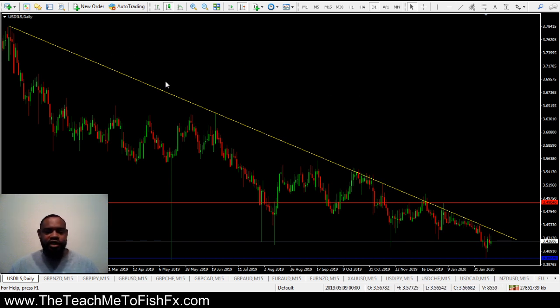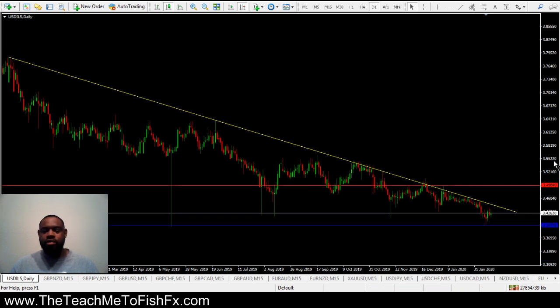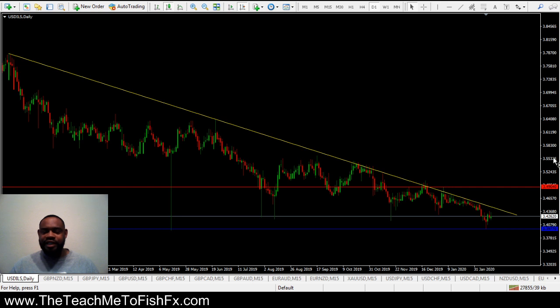So again, we have our trend line, and price has been respecting the trend line. Okay, it has not broken the trend line. All right, and so until price breaks the trend line, our vantage point for the market is that, hey, this market is going to continue to trend down.